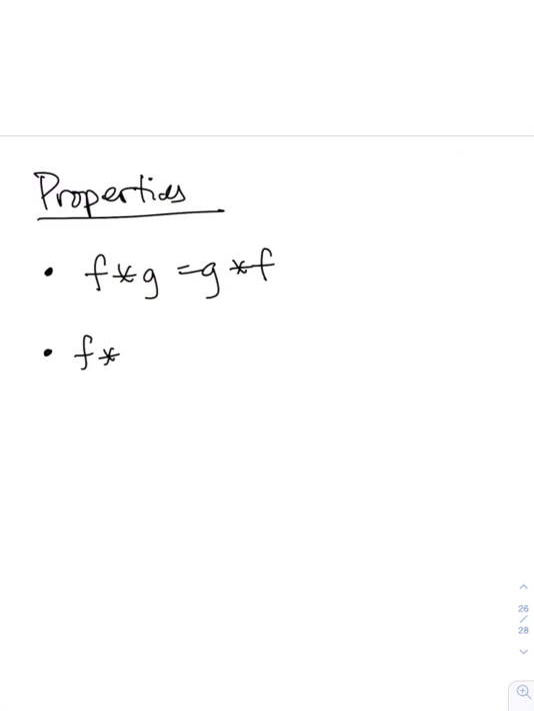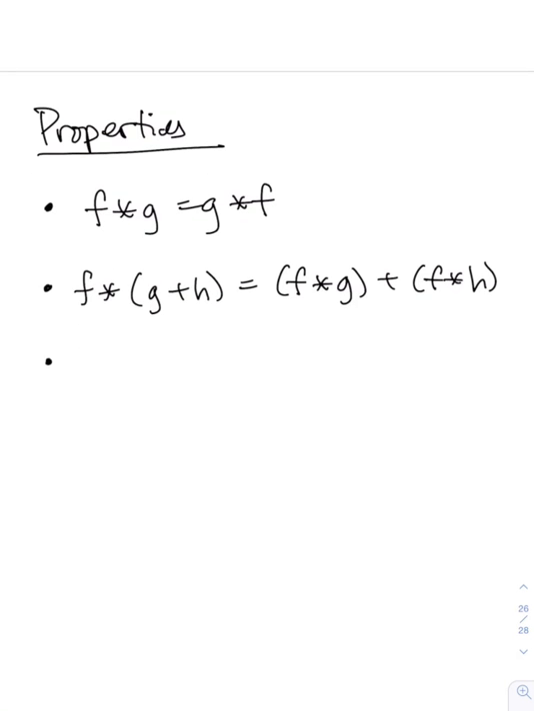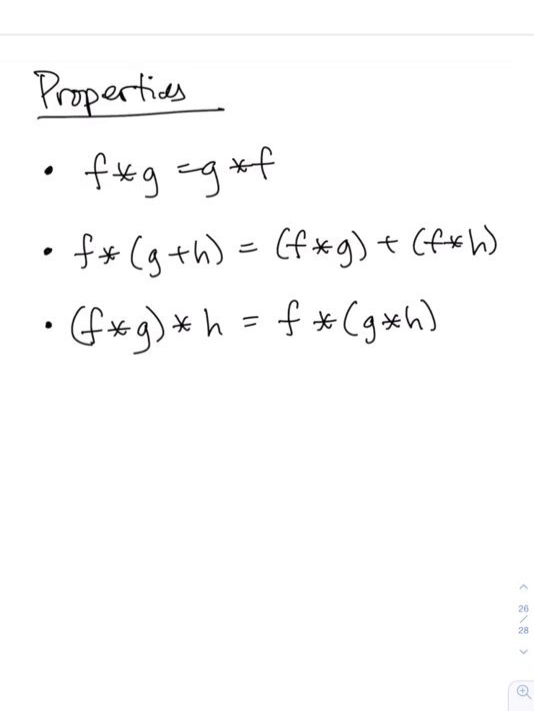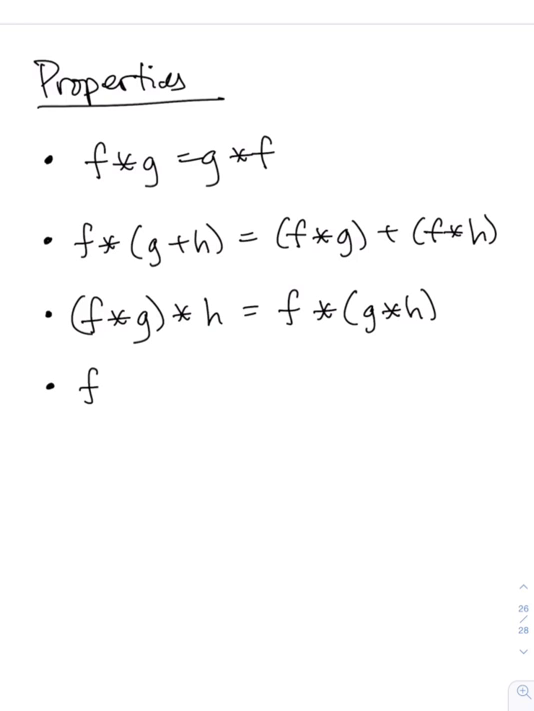You should read those. Okay, so f star (g plus h) is equal to f star g plus f star h. So it's distributive. It's also associative. If I do f star g and then the convolution with h, it's the same as if I take the convolution of f with g star h. If I take the convolution of f with the zero function, I get the zero function.